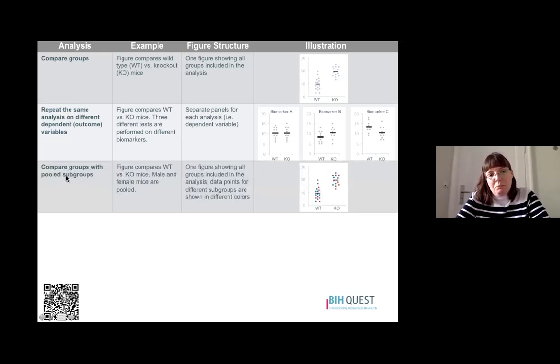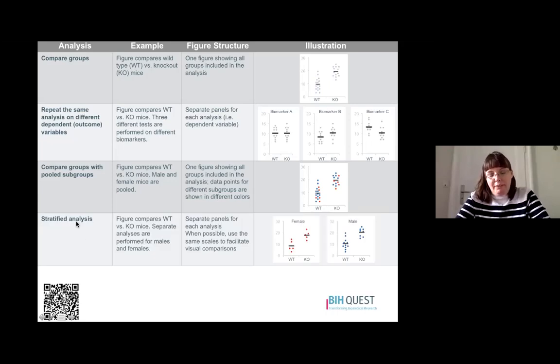What if I wanted to compare groups with pooled subgroups? So maybe I have male and female mice, and I just want to pool the male and female mice together. I don't want to analyze them separately. So then I'm going to show those pooled subgroups on my graph together in the group as they were in the analysis. And I'm going to use different colors to show them. And that way readers can see, oh yeah, it looks like the male and female mice are similar. It makes sense to pool them. Seems like it fits and like it's a good analysis strategy.